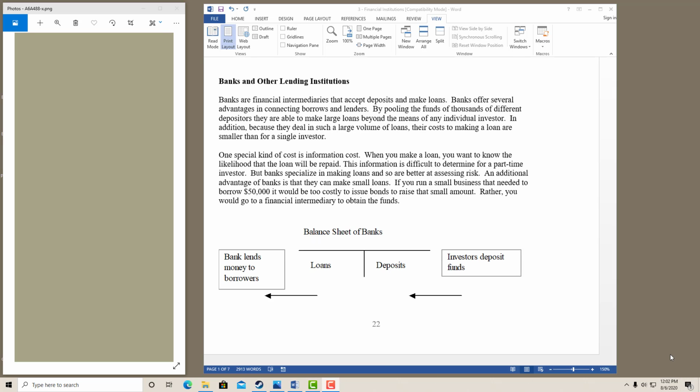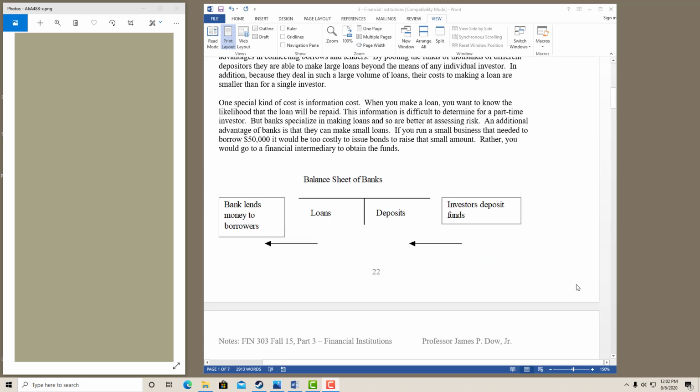On the other side of the balance sheet are the loans that the bank makes to the borrowers. The loans are an asset for the bank. There's something that they are going to get paid, but the loans represent a liability to the borrower. There's something they owe.